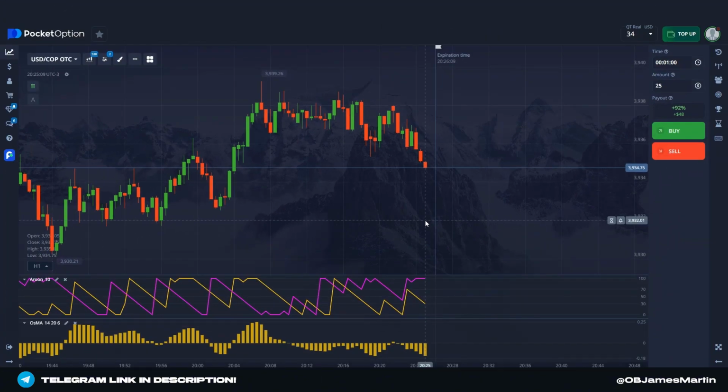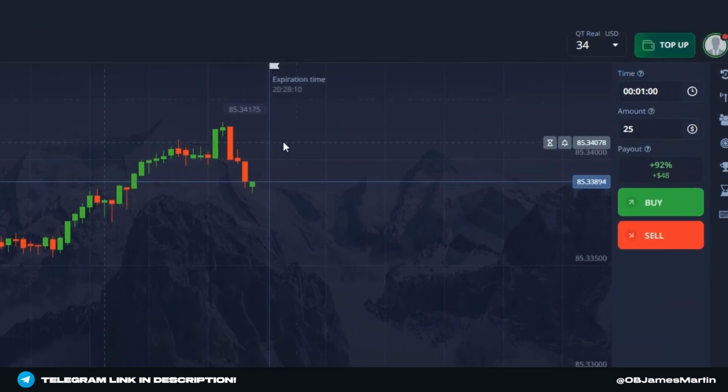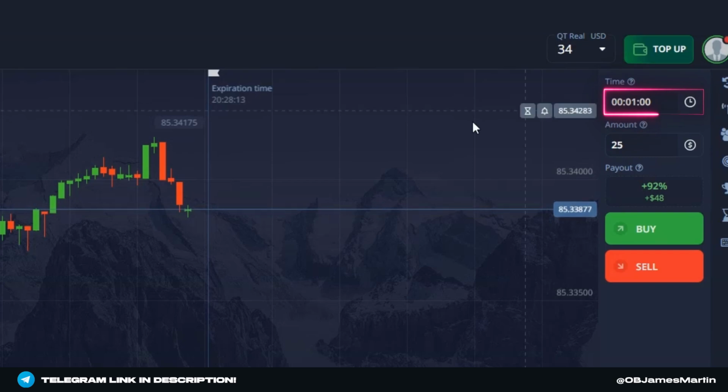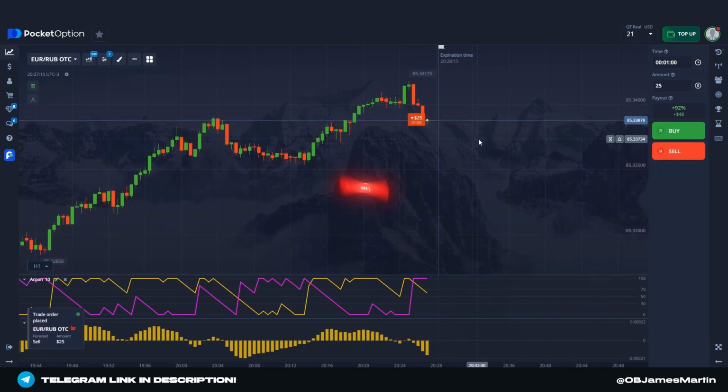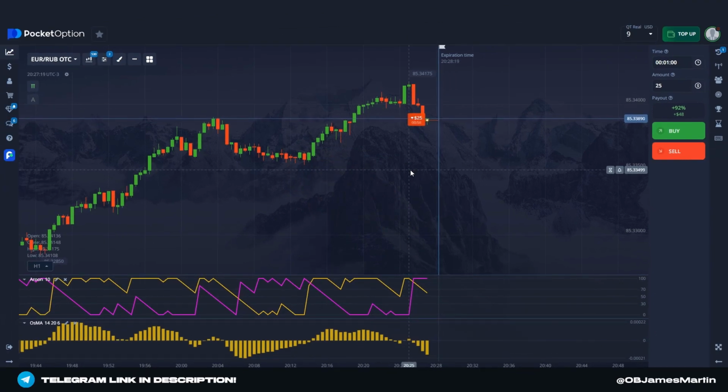Alright, okay, now let's start, guys. Remember the time frame is 30 seconds, the trade time is 1 minute. My favorite trade is a sell. I press the red button and begin to explain what the secrets of the strategy are.